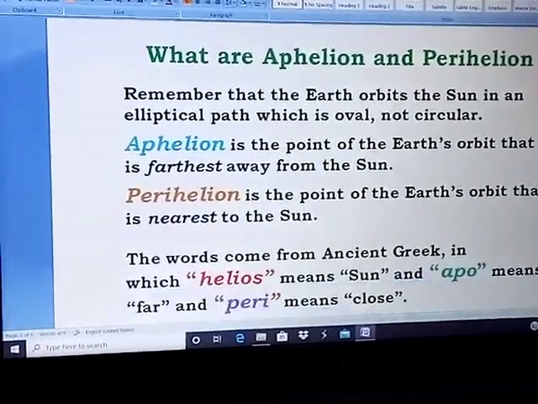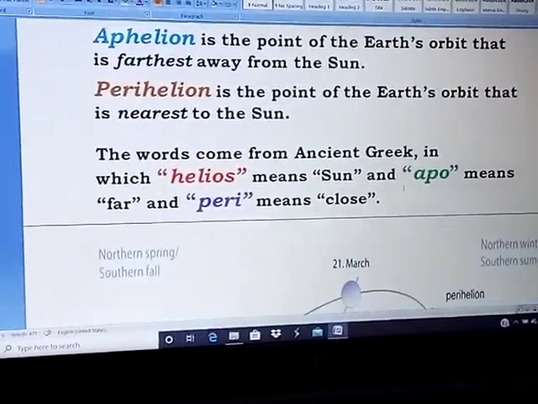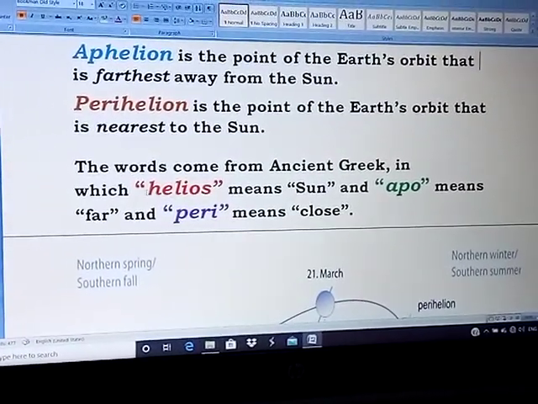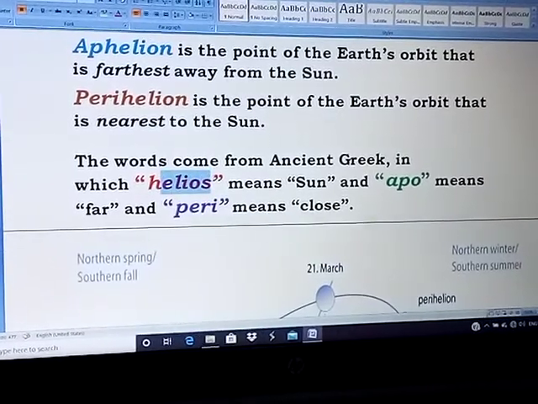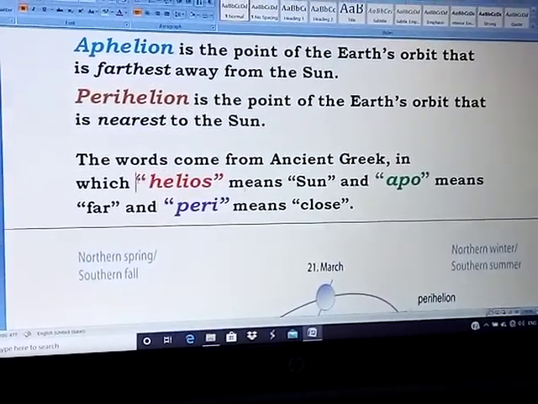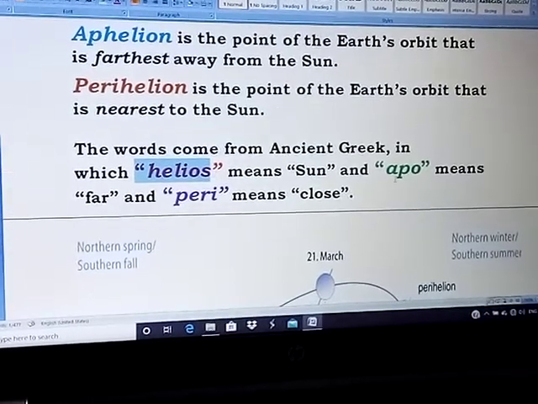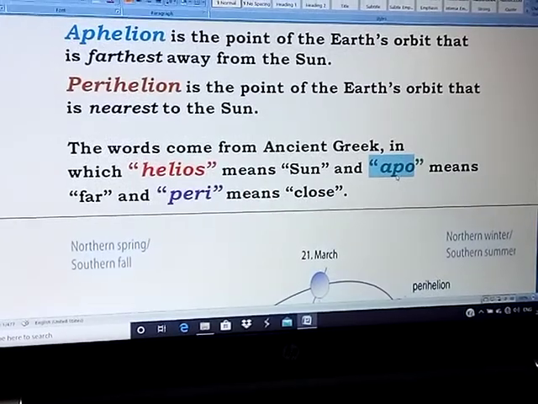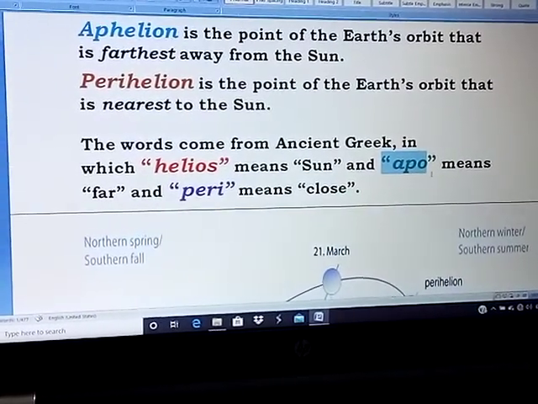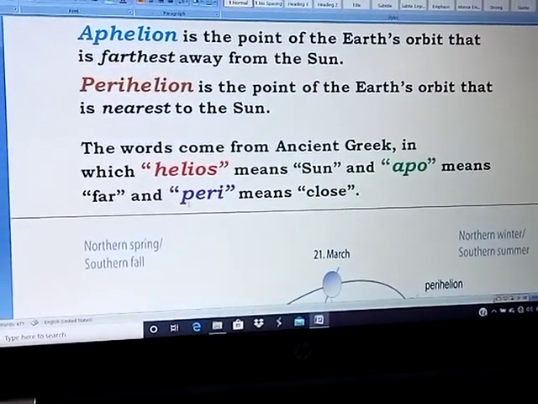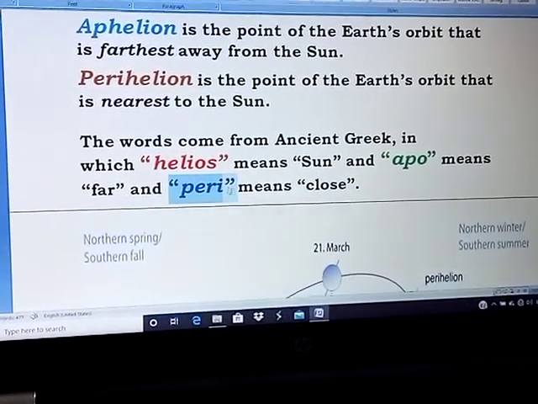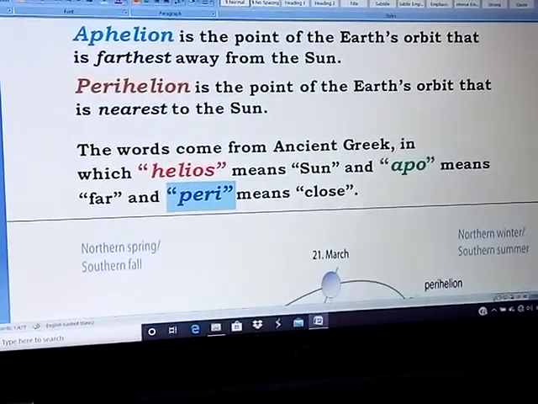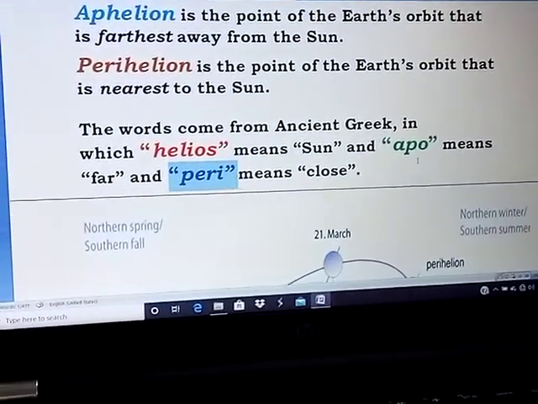Now, how did we get this name aphelion and perihelion? It has come from Greek terminology. In the Greek word Helios, Helios means the sun, and apo means far. So aphelion, far away, longest distance. And peri means close. So perihelion means the sun is closer to the earth.